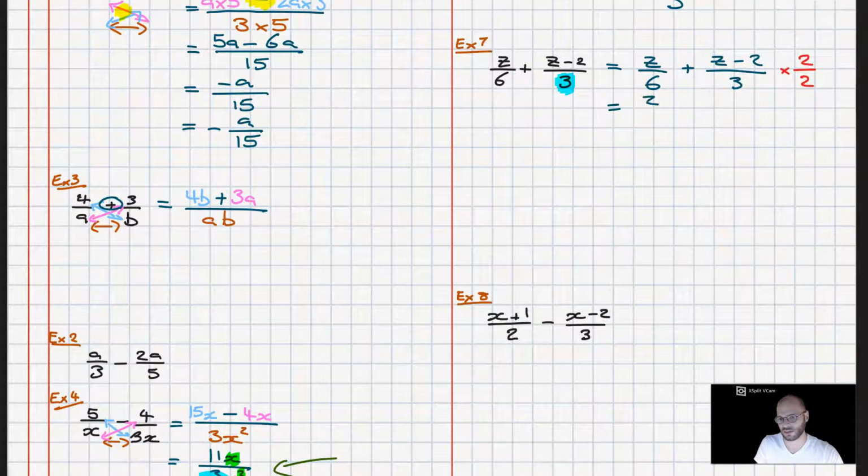Now we're going to get z over 6 plus (z minus 2) all over 6, and we have to deal with that times 2 in the numerator, so it's going to become 2 times (z minus 2) all over 6. Alright, we've got a common denominator, so I can write a single one down here, put a big line, and then put everything in the numerator.